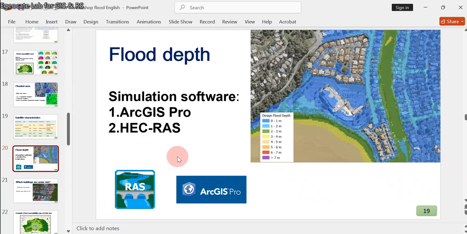For the flood depths, actually we cannot predict by a simple methodology. We need to use simulation software, for example, ArcGIS Pro and HEC-RAS. This is ArcGIS Pro, and this is the HEC-RAS logo. This is an example of the flood depth, with the legend. The blue ones are 0 to 1 meter, but for example, those near the orange color are 4 to 5 meters. We can also predict the flood depth.